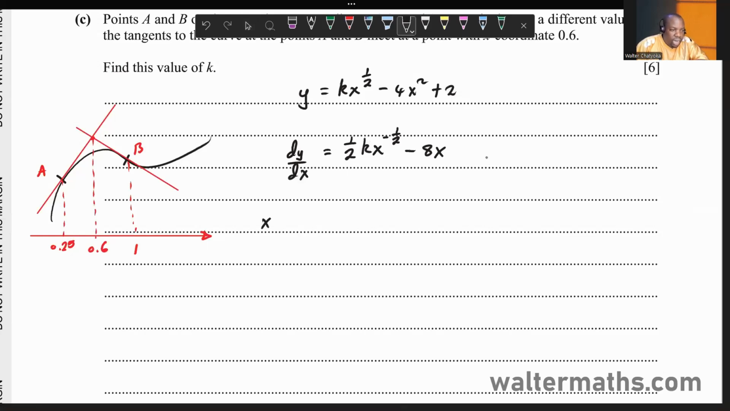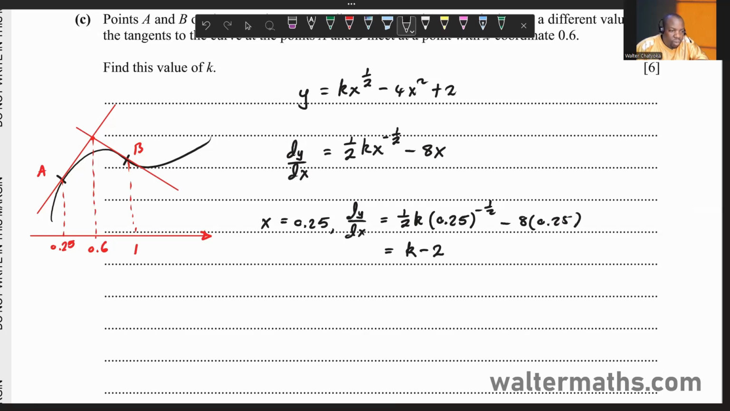Okay, so when x has a value of 0.25, the gradient will be half k of 0.25 to the power of minus a half, minus 8 of 0.25, which will simplify to k minus 2. Next, when x has a value of 1, dy by dx will be what? It will be a half k minus 8. Okay, so these are the gradients at A and at B.